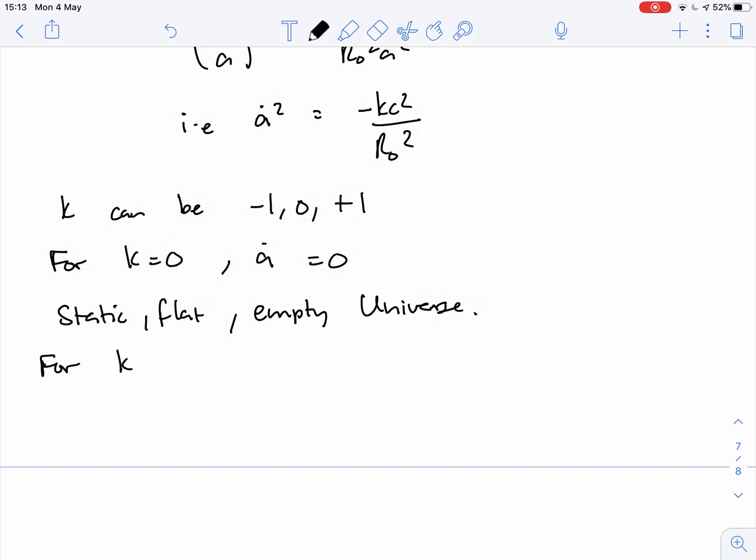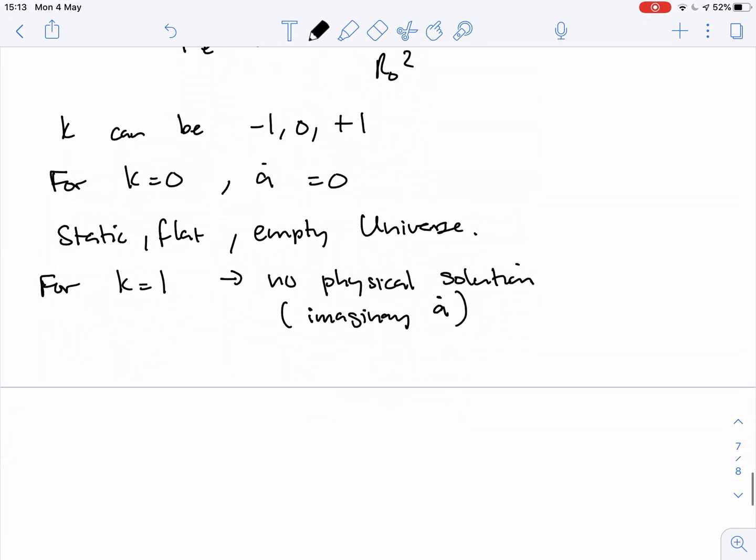You can have k equals 1. But in this case you have no physical solution, because you have imaginary ȧ. And for k equals -1, you just have ȧ equals plus or minus c over R0.